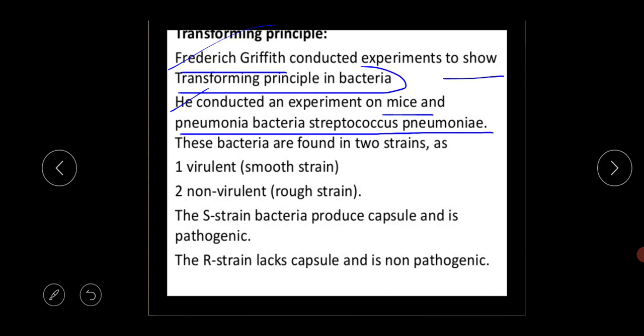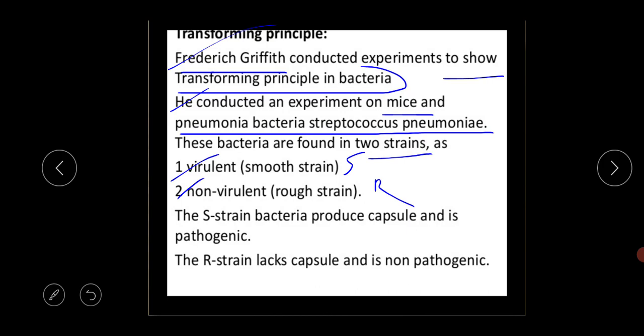These bacteria are found in two strains. The first one is the virulent, the smooth strain, and the second one is the non-virulent, the rough strain. Now what is the basic definition of the smooth strain and of the rough strain? That is, the S and the R. What is the meaning of the S strain? Its cells produce a capsule as their outer covering of polysaccharides, causing the colonies on agar to be smooth and rather shiny.